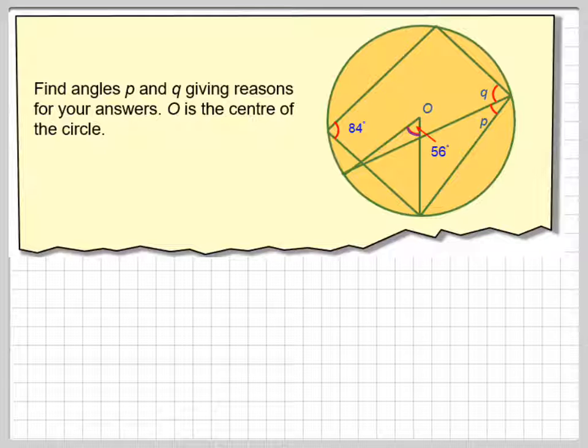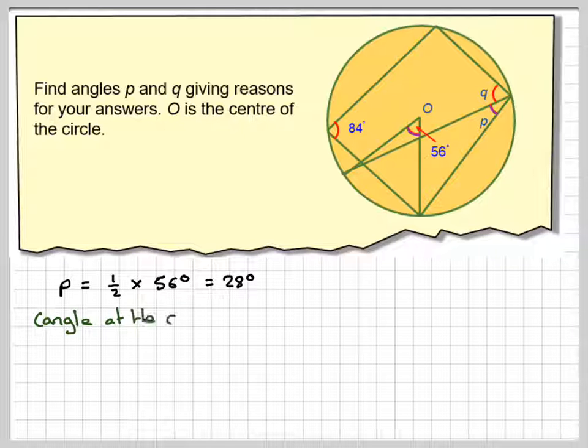So if we take this angle here and this angle here, we will see that P has to be equal to half of 56 because this is the angle at the circumference. So it's going to be equal to 28. So we have to give a reason.